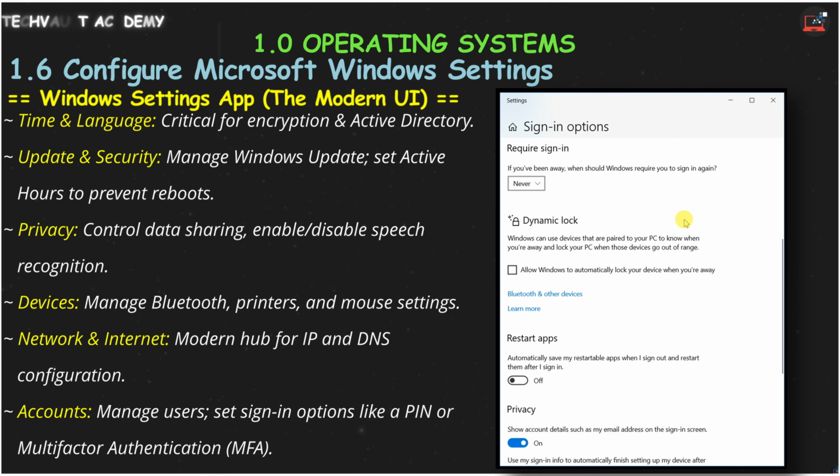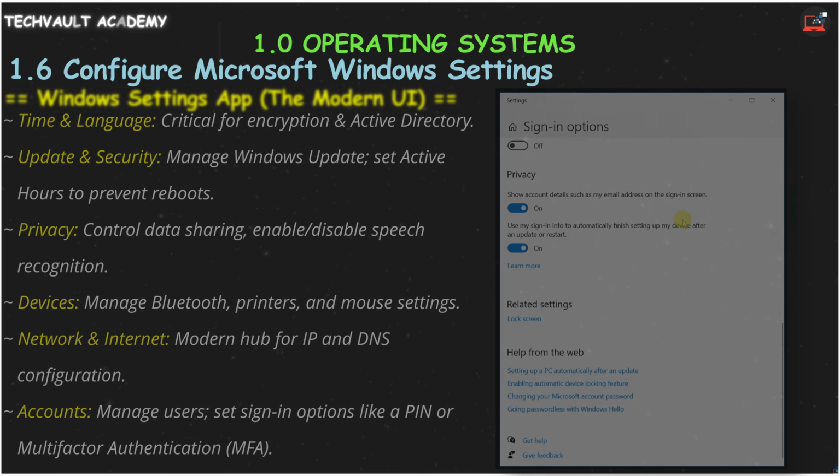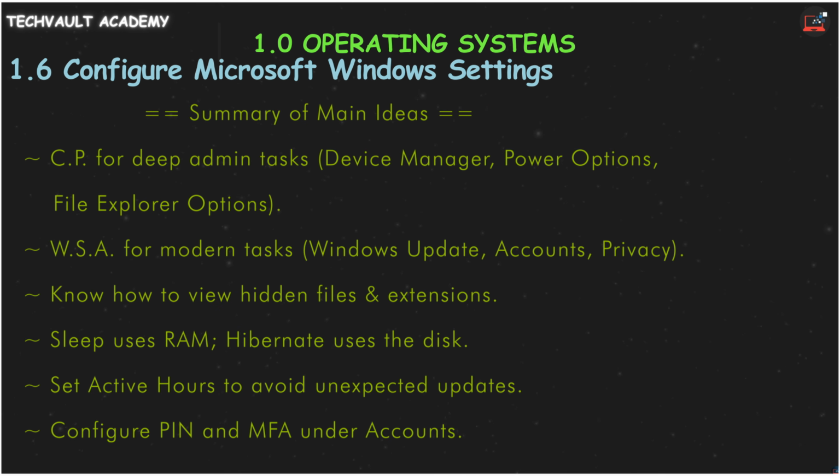That covers the critical details for this objective. To recap, the Control Panel is the classic interface for deep administrative tasks. The Windows Settings app is the modern UI where settings are migrating. In Control Panel, use Internet Options for proxy settings, Programs and Features to add or remove Windows components, and File Explorer Options to view hidden files and extensions.